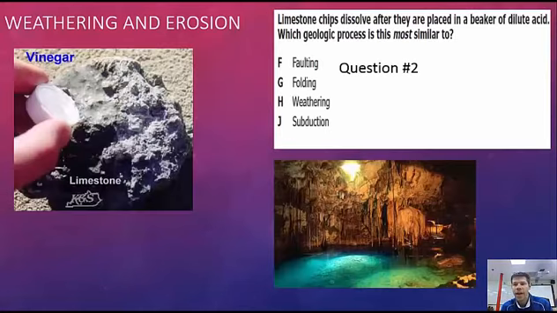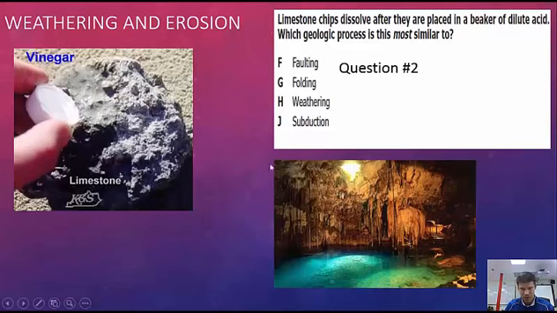Limestone chips dissolve after they are placed into a beaker of dilute acid. Which geologic process is this most similar to? So when you take a rock that's like a carbonate, that's a basic rock like limestone, and you add an acid like vinegar or even acid rain to it, you'll see a chemical reaction, and that chemical reaction is going to be the dissolving of the carbonate on the limestone.